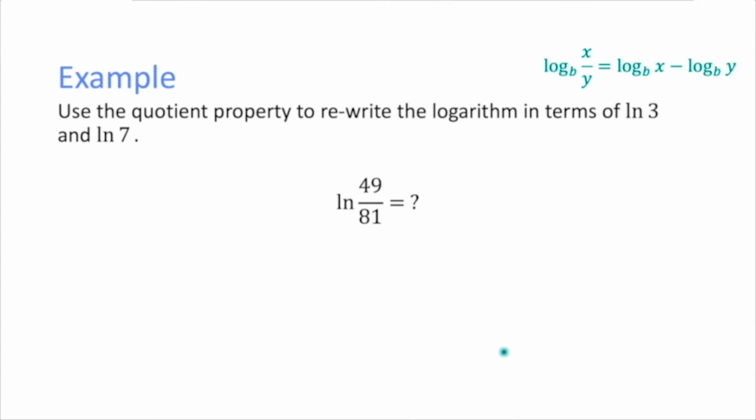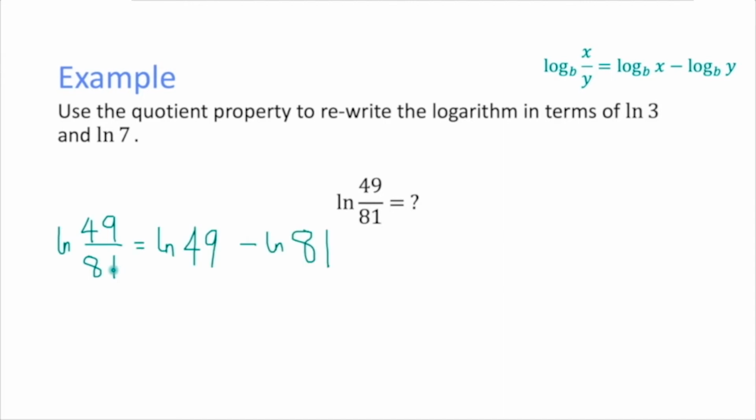So we've seen the general rule. Let's see if we can try and use it in this example. So this question wants us to write ln 49 over 81 in terms of ln 3 and ln 7. Well, let's start with the obvious. We have division, so we're going to be using the quotient property of logarithms and rewrite it using subtraction.